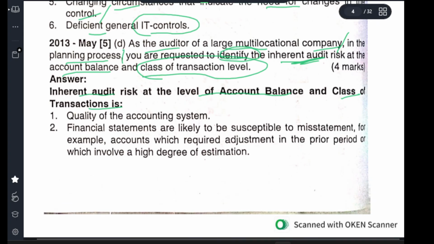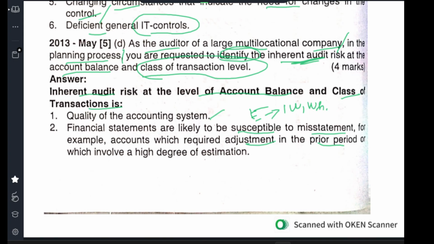To find the inherent risk, first you see the quality of the accounting system: how the entry is being made, how it is being transferred, who makes the entry, when it is being made. All that you should see. Second, financial statement susceptibility to misstatement. For example, accounts that require adjustment in the prior period or which involve a high degree of estimation.